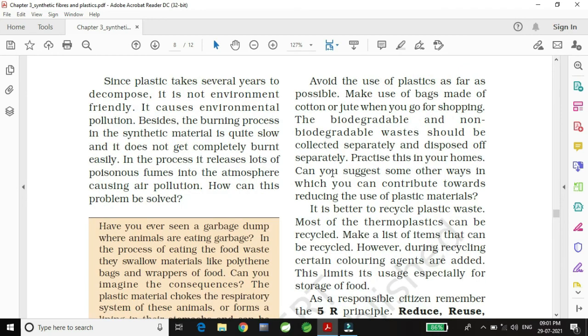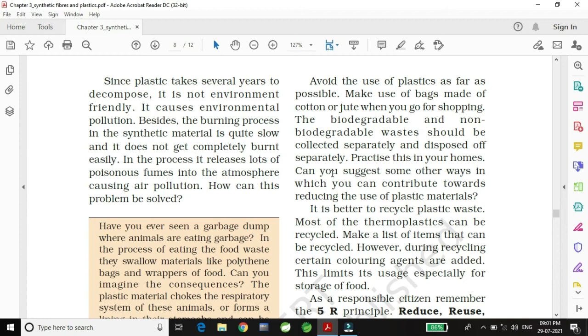Avoid the use of plastic as far as possible. Make use of bags made of cotton or jute when you go for shopping. So it is advised to not use plastic bags, and if possible use cotton and jute bags. The biodegradable and non-biodegradable waste should be collected separately and disposed of separately. Separate dustbins should be there for biodegradable as well as non-biodegradable waste. Practice this in your home first.